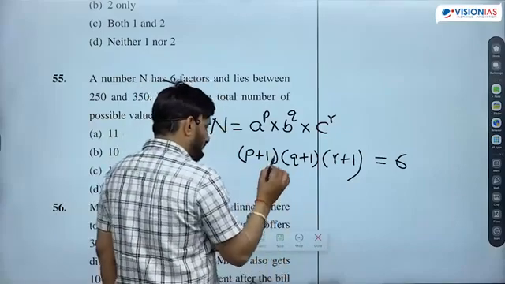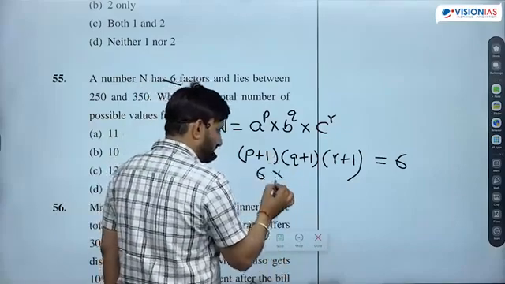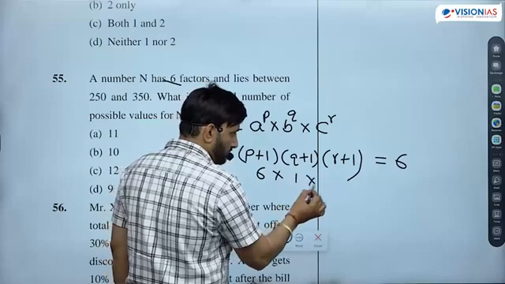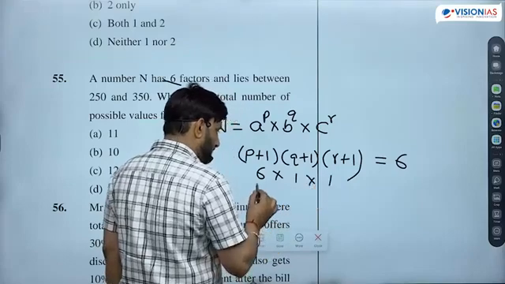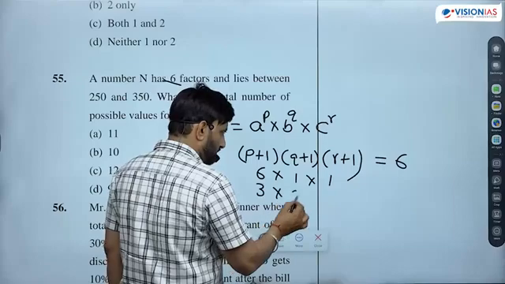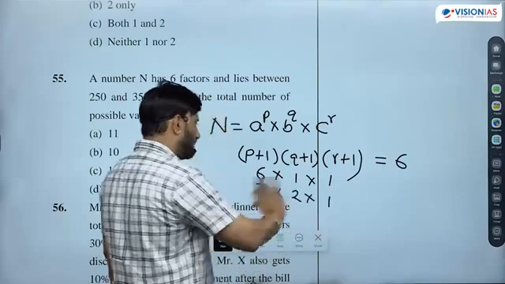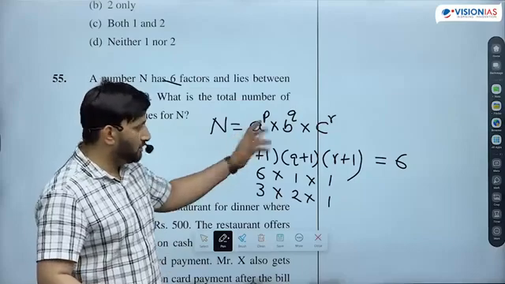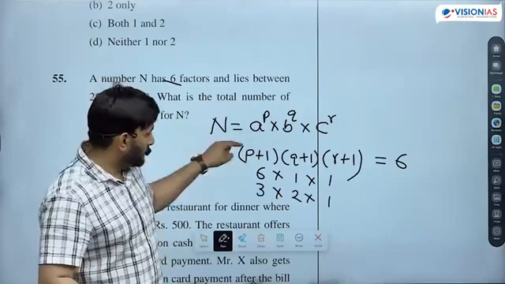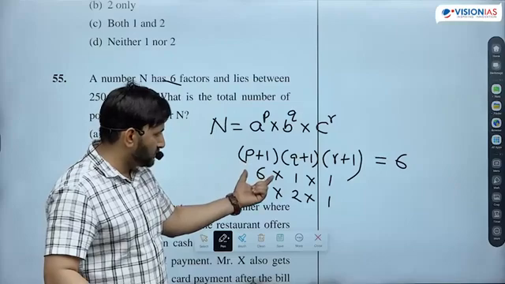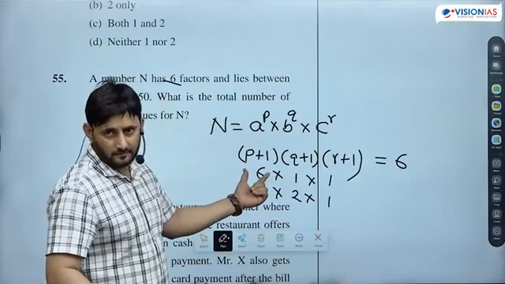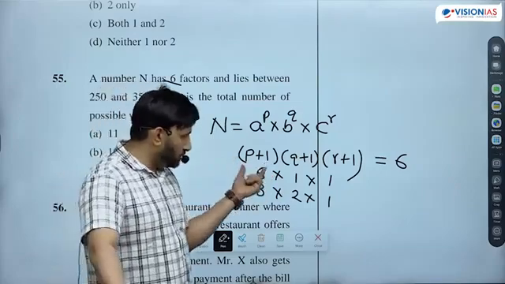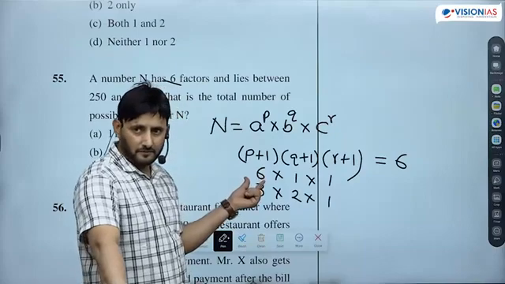चलो तो एक केस करके चलते बेटा. 6 1 1. सेकेंड केस 3 2 1. इनका ऑर्डर मैटर नहीं करेगा ए बी सी का. ठीक है ना, दे कैन बी इंटरचेंज्ड ऑल्सो. तो यहां से क्या है, फर्स्ट केस से p प्लस 1 इज 6, तो p का वैल्यू क्या है, p प्लस 1 इज 6, सो p विल बी 5.